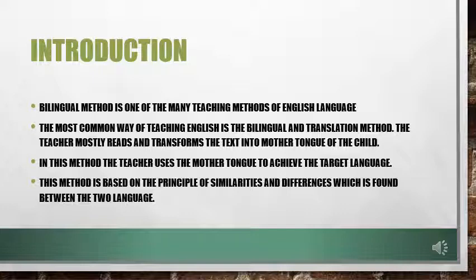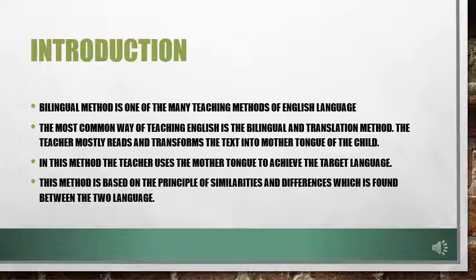When the child is learning his mother tongue, the child becomes familiar with the situations and picks up the language easily and correctly. So while teaching the foreign language, the teacher can create the same situations again in order to make the child learn the foreign language in the easiest way. Here in this method, the teacher uses the mother tongue to achieve the target language.